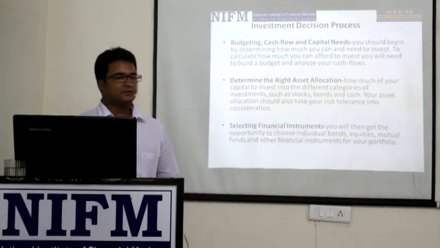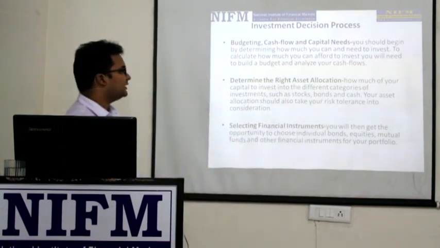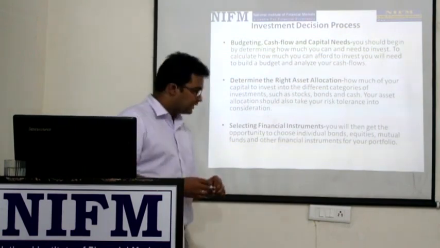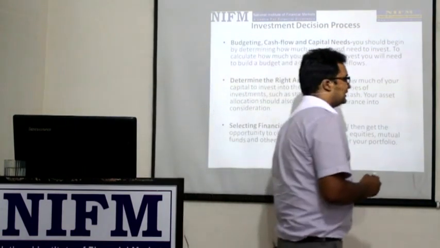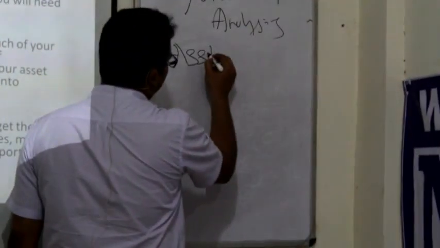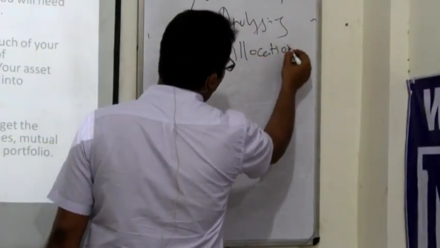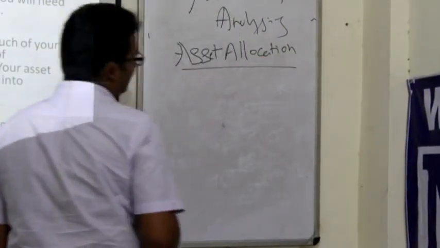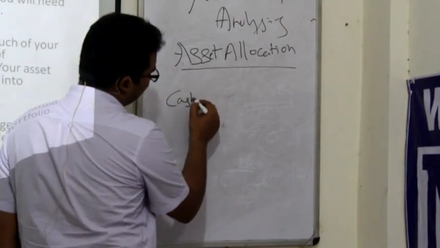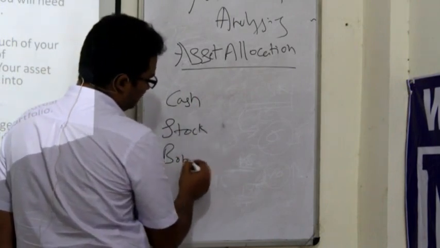Next becomes determining the right asset allocation. How much of your capital need to invest into the different categories of investments, such as stocks, bond, or maybe cash. So this is again a very important aspect, asset allocation. So when we are allocating certain money to assets, we are talking about cash, we are talking about stocks, and then we are talking about bonds.